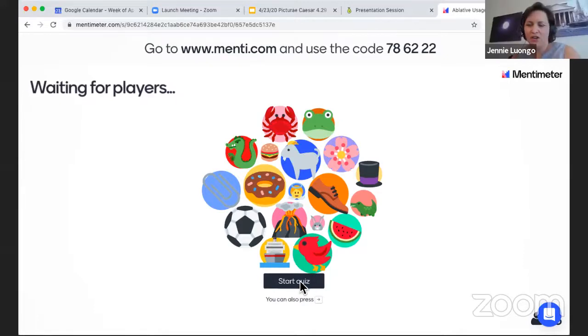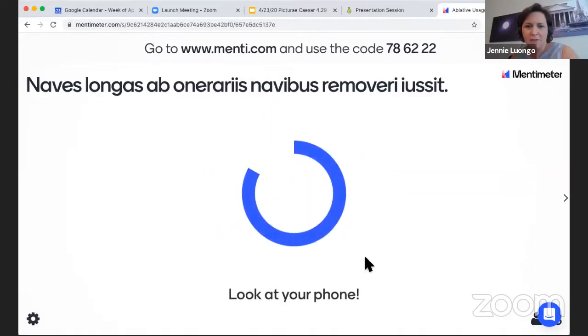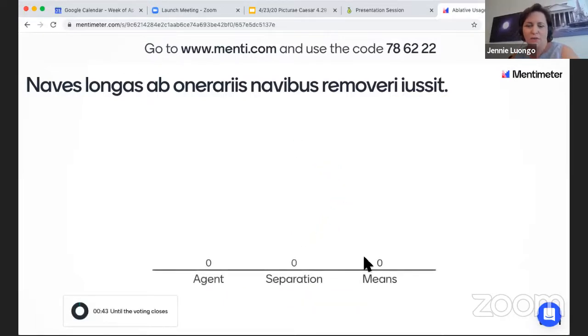Yeah, I agree. We're obviously getting ready for a specific exam here, but generally, you're totally right. It's more important to be able to understand the ablative. But since we're getting ready for this exam, let's look at this. We've given you a sentence: Naves longas ab honorariis navibus removere usit, which is adapted from Caesar. And what we want to know from you is, do you think this is ablative of agent, ablative of separation, or ablative of means?